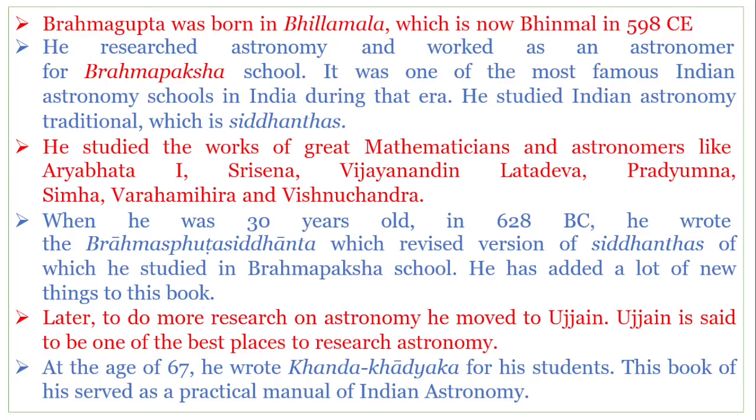At the age of 67, he wrote Khanda Khadyaka for his students. Khanda Khadyaka literally means an edible bite of food. That means something that you can eat at a time and easily digest. So he probably knew that some of the students cannot digest too much at a time. Therefore, he collected some of the easier topics in the field of astronomy.